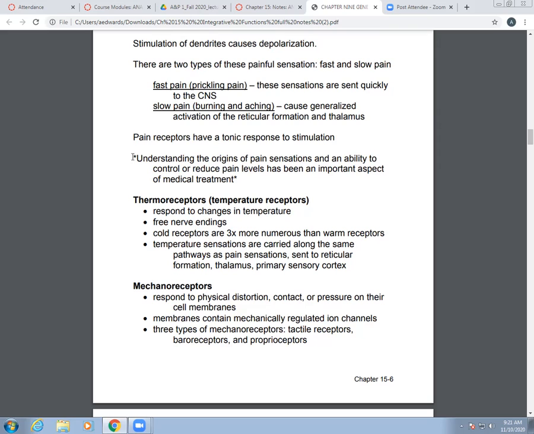So important point here, understanding how the pain sensations originate, as well as understanding how your body's able to control or reduce pain levels, has a lot to do with how you treat pain, right? There's a whole kind of field of medicine called pain medicine, right? And treating people who have pain, okay?